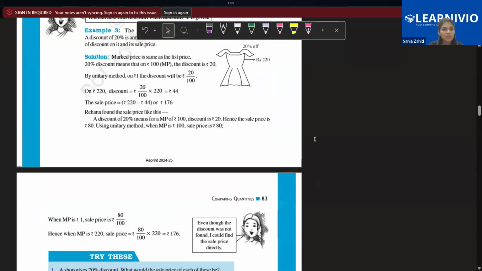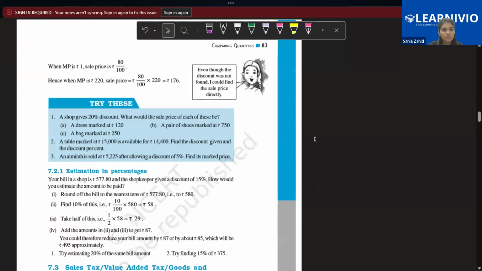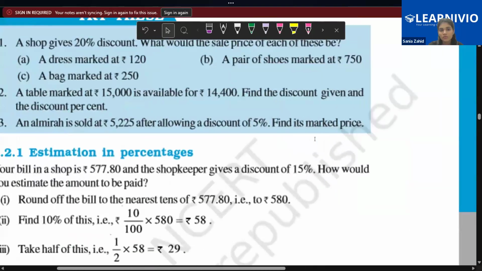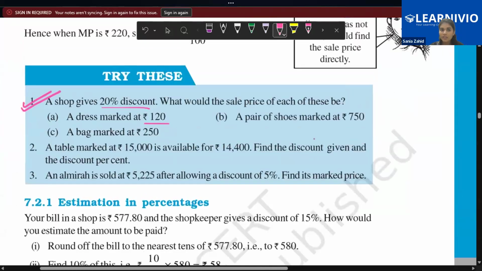Yeah. Please tell me now. Yeah, ma'am. This one. Which one? Yeah, the first question only. So 20% discount is given. What would be the sale price of each of these be? Dress marked at 120. So basically the marked price of the dress is 120 rupees. And there is a 20% discount on the marked price.